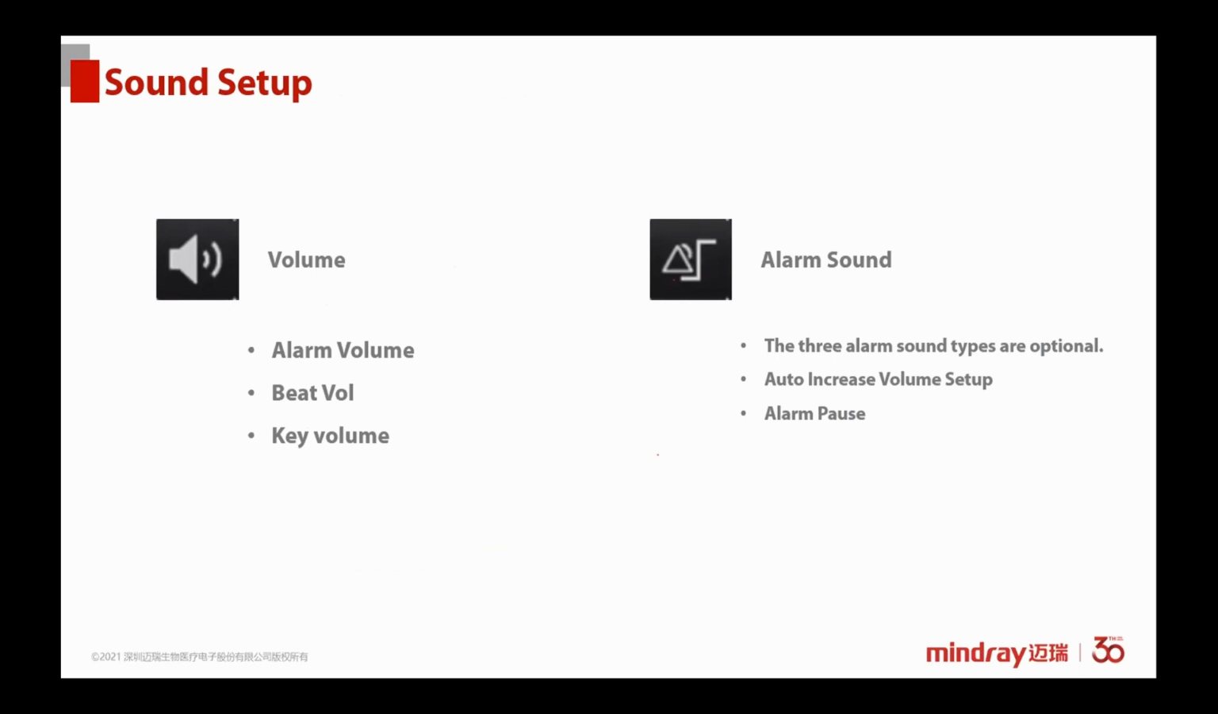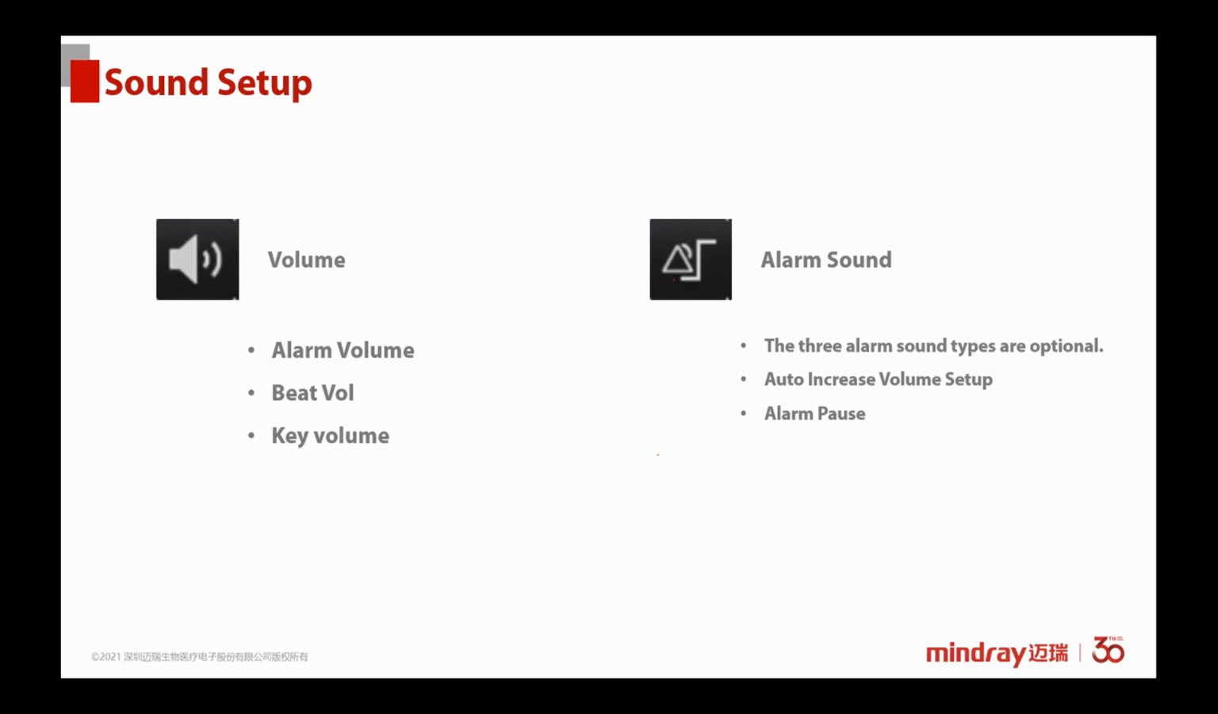For example, in the patient room, we have several different medical devices, such as a patient monitor, an anesthesia machine, or a ventilator. If an alarm occurs and their sounds are the same, maybe at first you don't know where the alarm comes from. Maybe it's from the patient monitor, maybe it's from the ventilator. So we designed 3 different alarm sound types. You can choose a different alarm sound, so you can quickly determine which device is alarming.